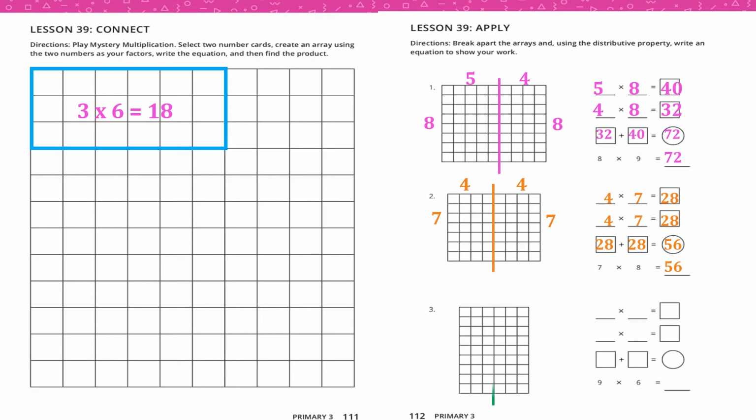Number 3, I will split it like this. The first array is 3 and the second 3 columns, and the rows are 9 here and 9 here. The first will be 3 times 9, 27, and the next will be 3 times 9 equals 27. I will add the products, 27 plus 27 equals 54. It's the same if I didn't split it. It will be 3 plus 3 equals 6 columns, so 6 times 9, 54, which is the same as we did.